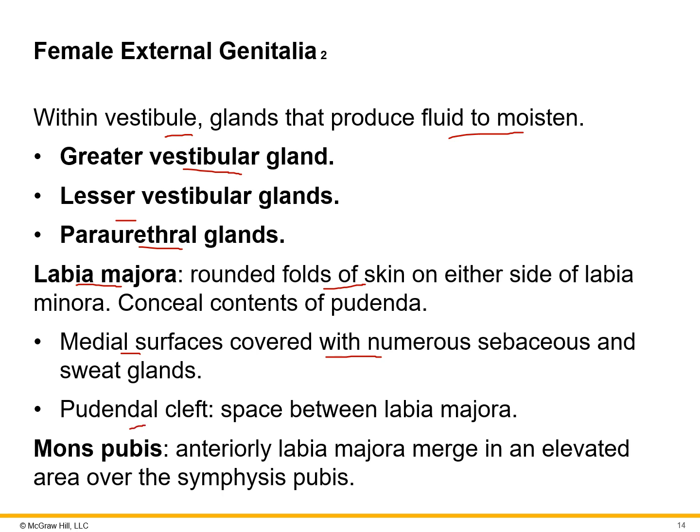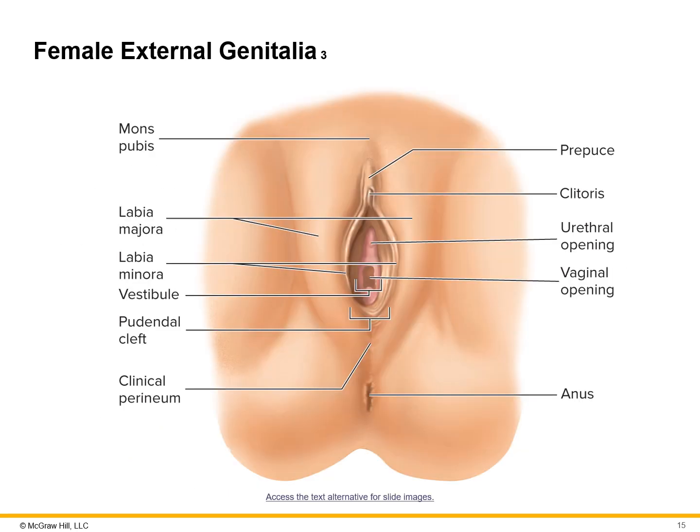And then we have the pudendal cleft, and that's the space between the labia majora. And then our mons pubis, as we mentioned earlier, this is anteriorly where the labia majora merges in an area over that symphysis pubis. And just looking at the more visual aspect here to identify all the different parts of that external genitalia.